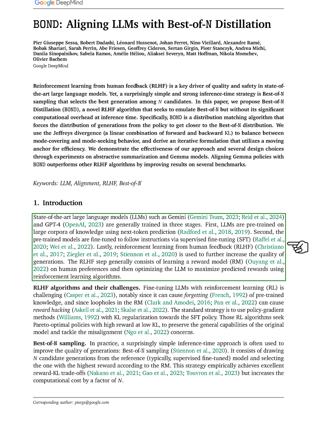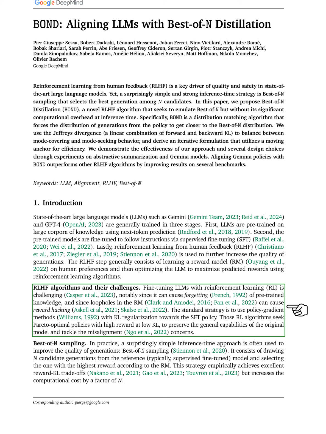This RLHF phase usually involves creating a reward model that reflects human preferences and then adjusting the LLM to maximize the predicted rewards using reinforcement learning techniques. We recognize that fine-tuning LLMs with reinforcement learning presents challenges. For instance, it can lead to the model forgetting previously learned information, and flaws in the reward model can result in unintended behaviors, often referred to as reward hacking.